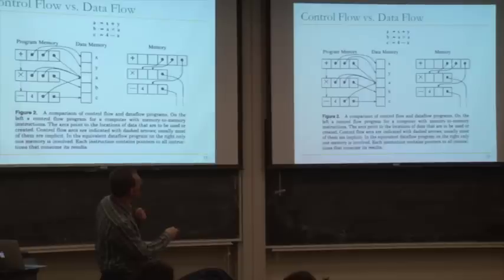But now each instruction contains pointers. So here, the control flow is implicit, right? That's the sequential. You go from this instruction to this instruction to this instruction. Here, there is no control flow. Each instruction has pointers via the arcs to all instructions that consume its results.